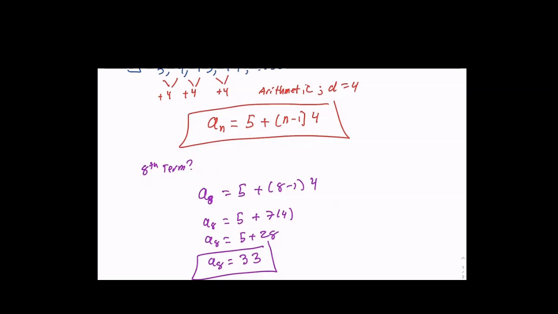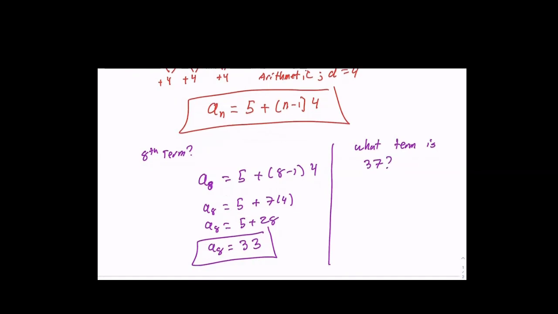Now what we also did with arithmetic is that if I told you the 8th term, just because I want to review everything we've done, and like I said, this is all review. If I said what term is 37? Now, of course, I think it's kind of obvious it's going to be the 9th term, but I wanted to do this.